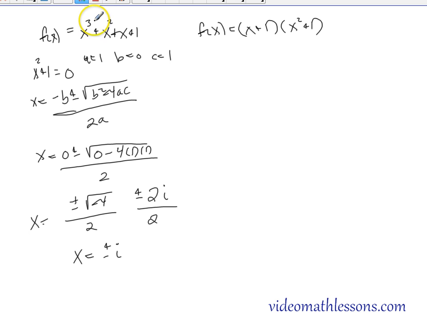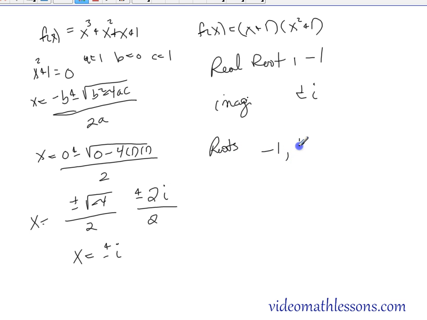Now remember, this is a third degree polynomial, power 3. So it's telling me I'm going to have 3 roots. I have one real root, a real root of negative 1. And I have 2 imaginary roots, plus or minus i. So if they ask, what are the roots? Here they are, all in one shot. It'd be negative 1, comma, and I would just leave them together, plus or minus i. Those are the roots.